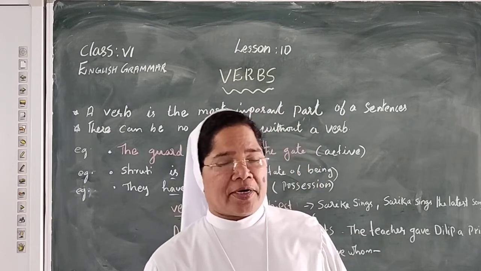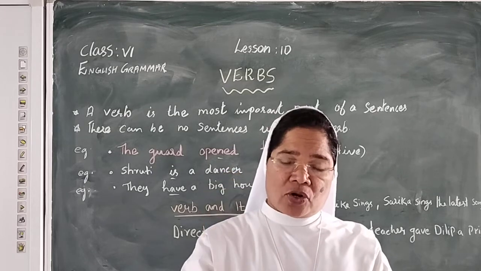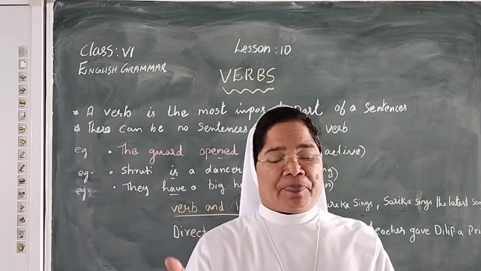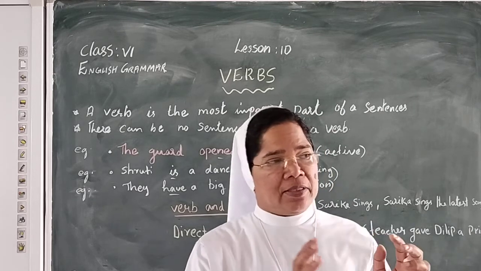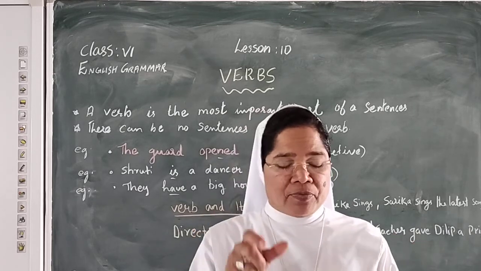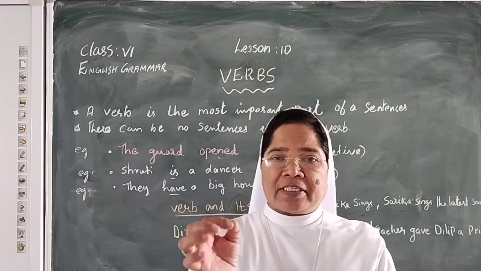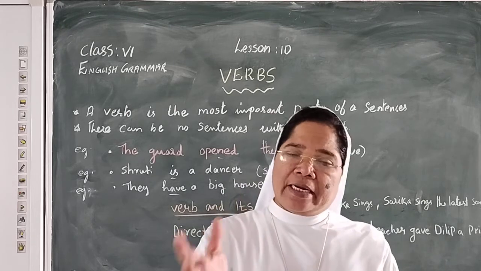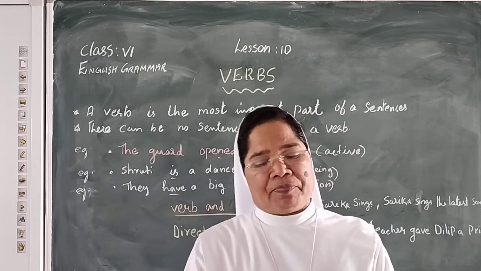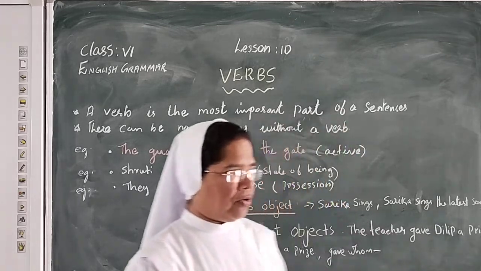The verb tells us what a person or thing does, or the state of being or position in a sentence. When you read one sentence, the verb shows what a person or thing does, or the state of being or position in a sentence. For example, look at the board.